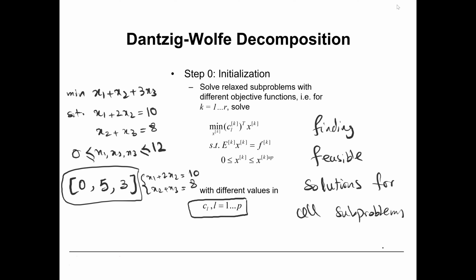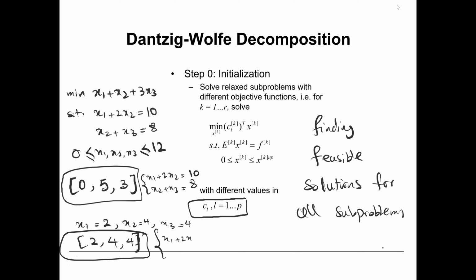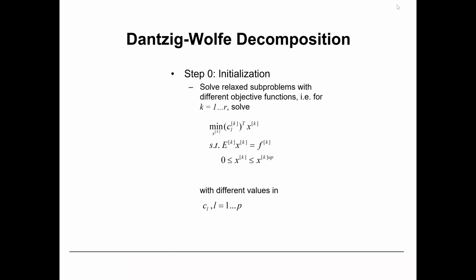Another feasible solution could be x1 is equal to 2, x2 is equal to 4, and x3 is equal to 4. So 2, 4, 4. Why is that the case? Because x1 plus 2x2 is equal to 10, and x2 plus x3 is equal to 8. So what we did here, we generated two feasible solutions, 1 and 2. All right. So this is step 0. We call it initialization.